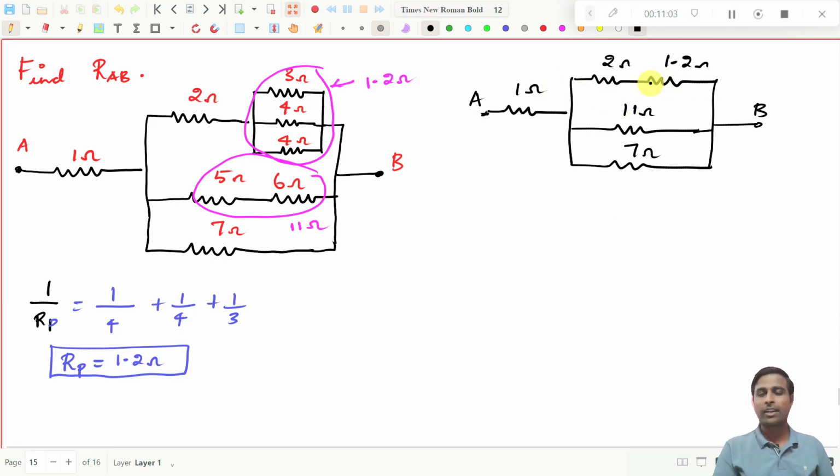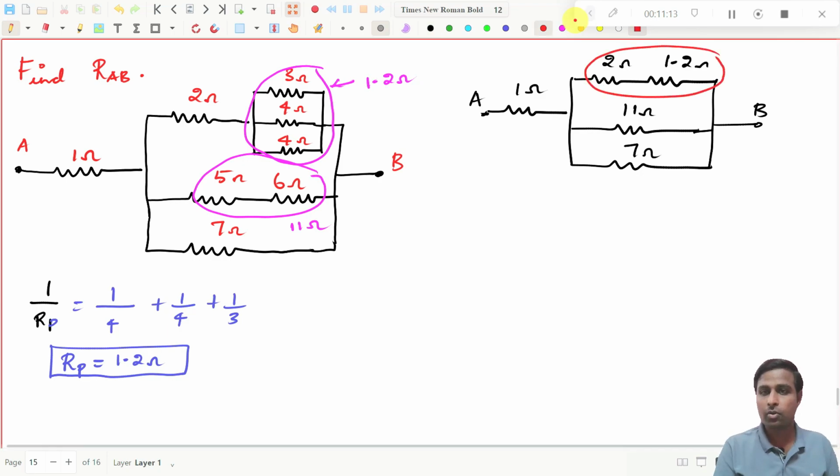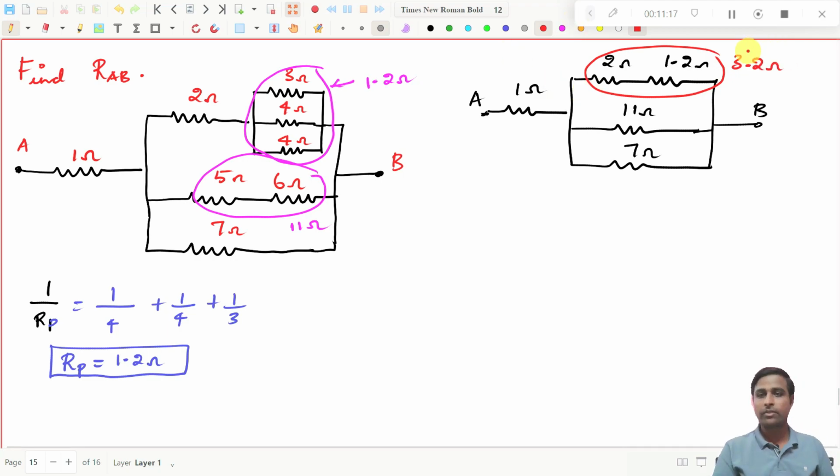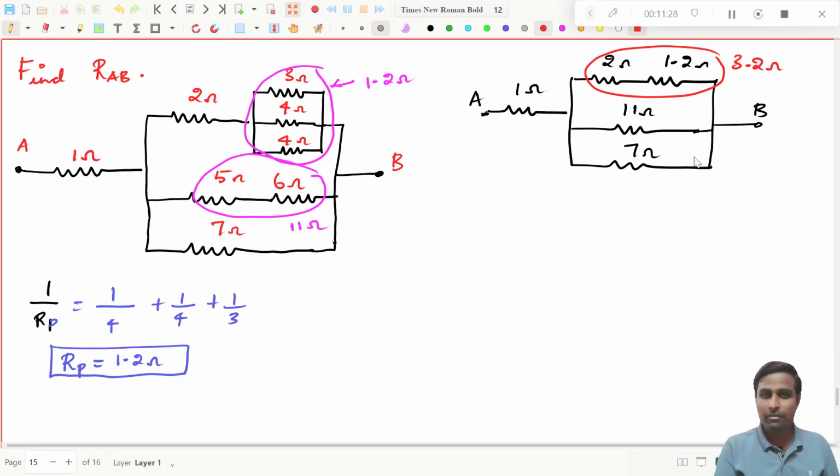Then, how are these two connected now? These two are connected in series. One end is connected. The other two ends are connected somewhere else in the circuit. So, what can I do now? Simple. Instead of these two, what can I write? This is 3.2 ohms because I have to add. Now, you see, this 3.2 ohms, this 11 ohms, this 7 ohms, all 3 are connected in parallel, right? Simple, right? So, what do I have to do now?